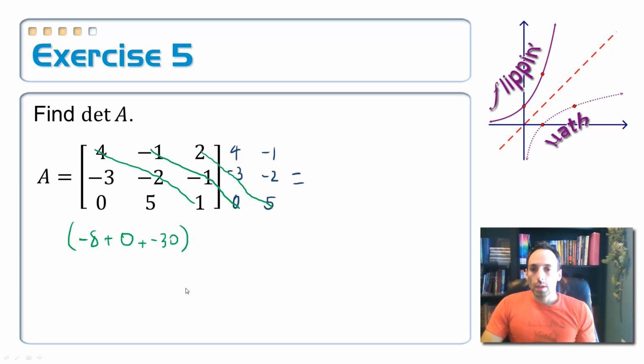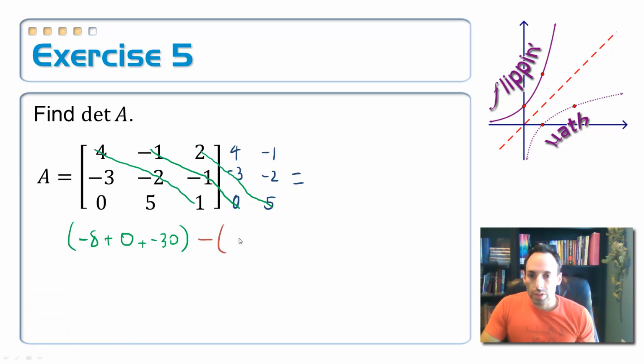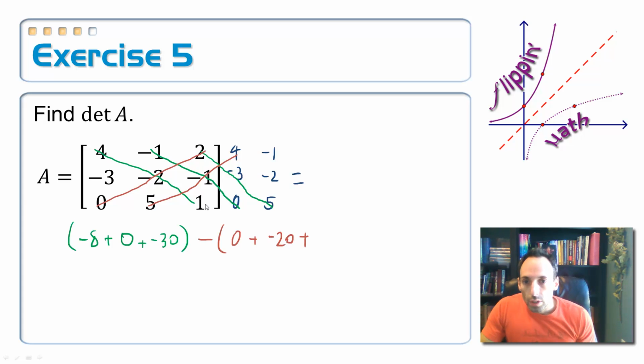Okay. Now let's switch colors again. How about red? Sounds good. Okay. So minus this whole quantity in parentheses, 0 times -2 times 2. I always like those because that's just 0. Plus 5 times -1 times 4. That's -20. Plus 1 times -3 times -1. Negatives cancel, so that's just a 3.